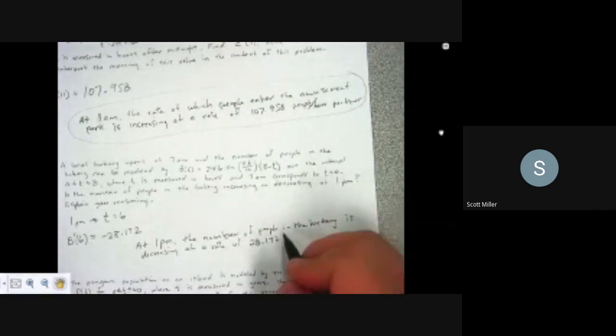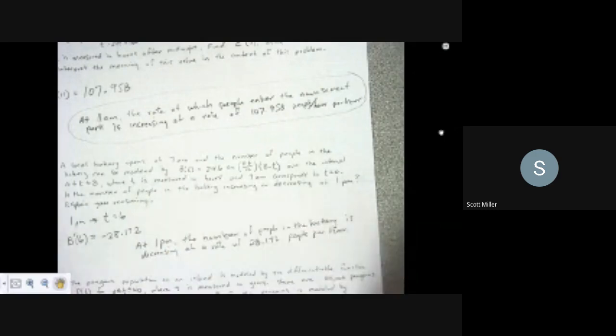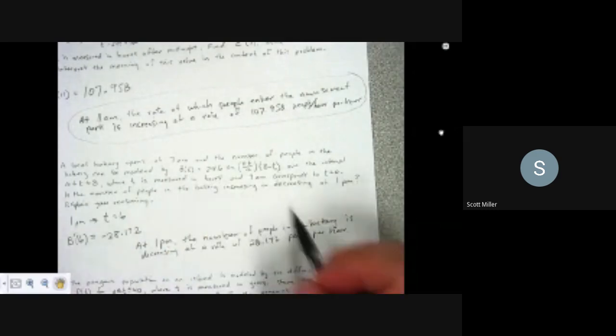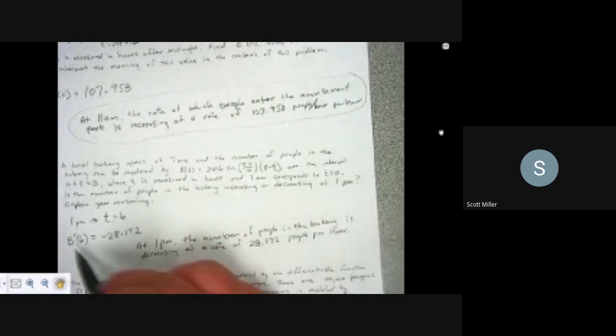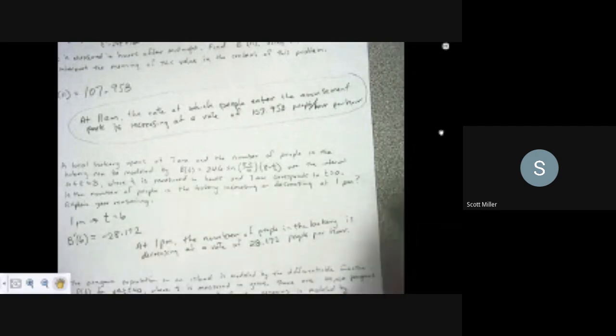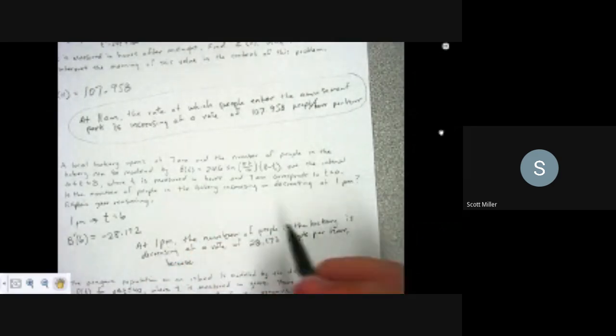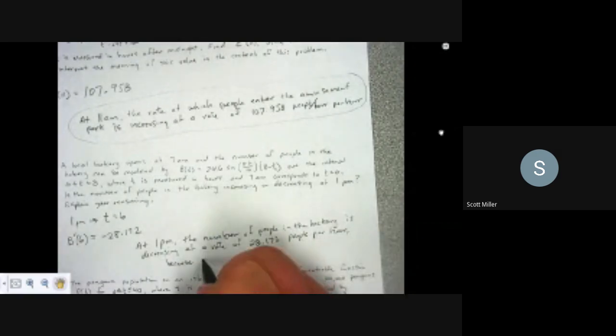And so then people per hour, because B of T was just a number of people. That was the units for B of T as people, and then we took it as a rate, so it'd be people per hour. And so that would be my answer, and then we write because, and the reason why, explain your reasoning. Why do I say it's decreasing at this number of people per hour? Because B prime at 6 is less than 0, because it's negative.